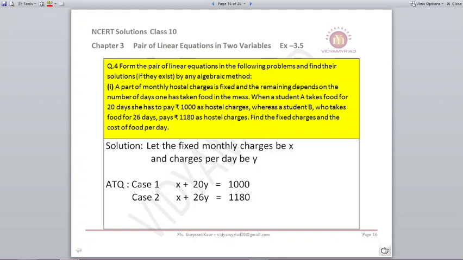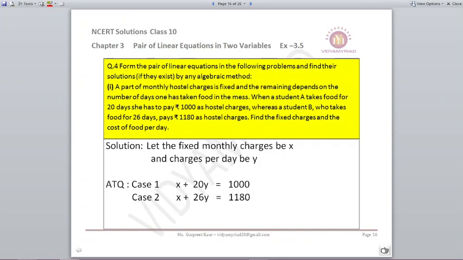Part 1. A part of monthly hostel charges is fixed and the remaining depends upon the number of days one has taken food in the mess. When a student A takes food for 20 days, she has to pay rupees 1000 as hostel charges, whereas a student B who takes food for 26 days pays rupees 1180 as hostel charges. Find the fixed charges and cost of the food per day.